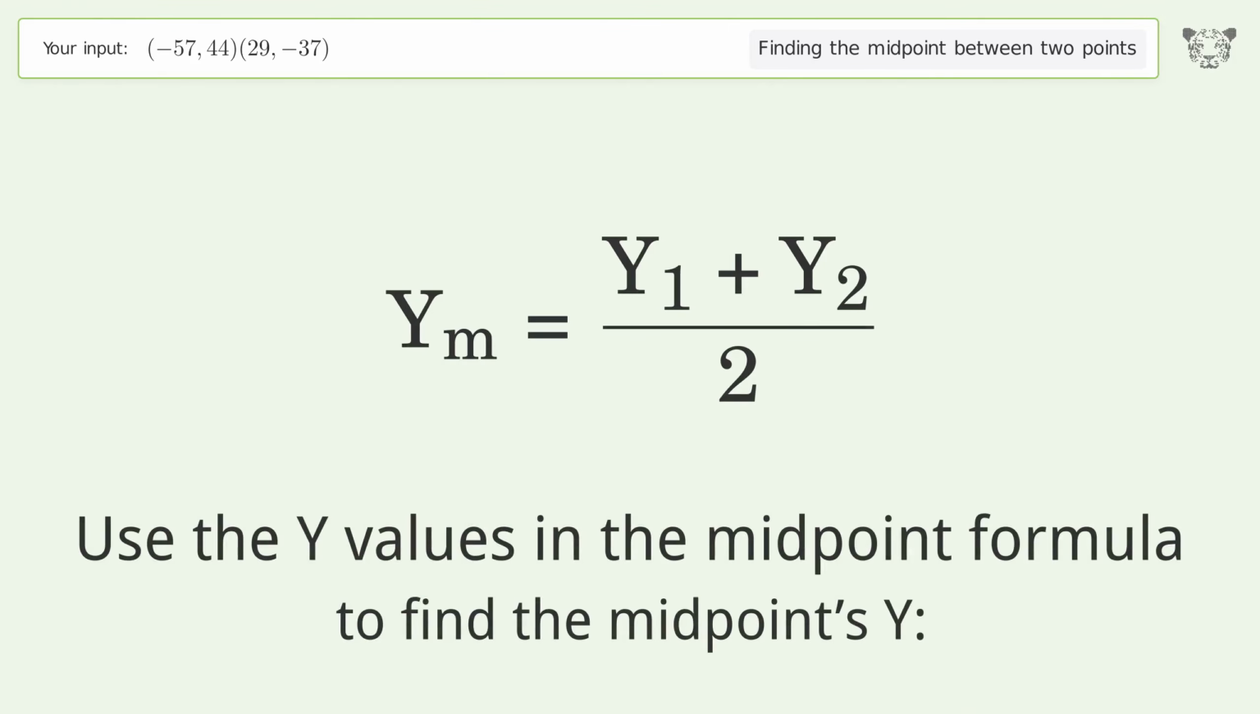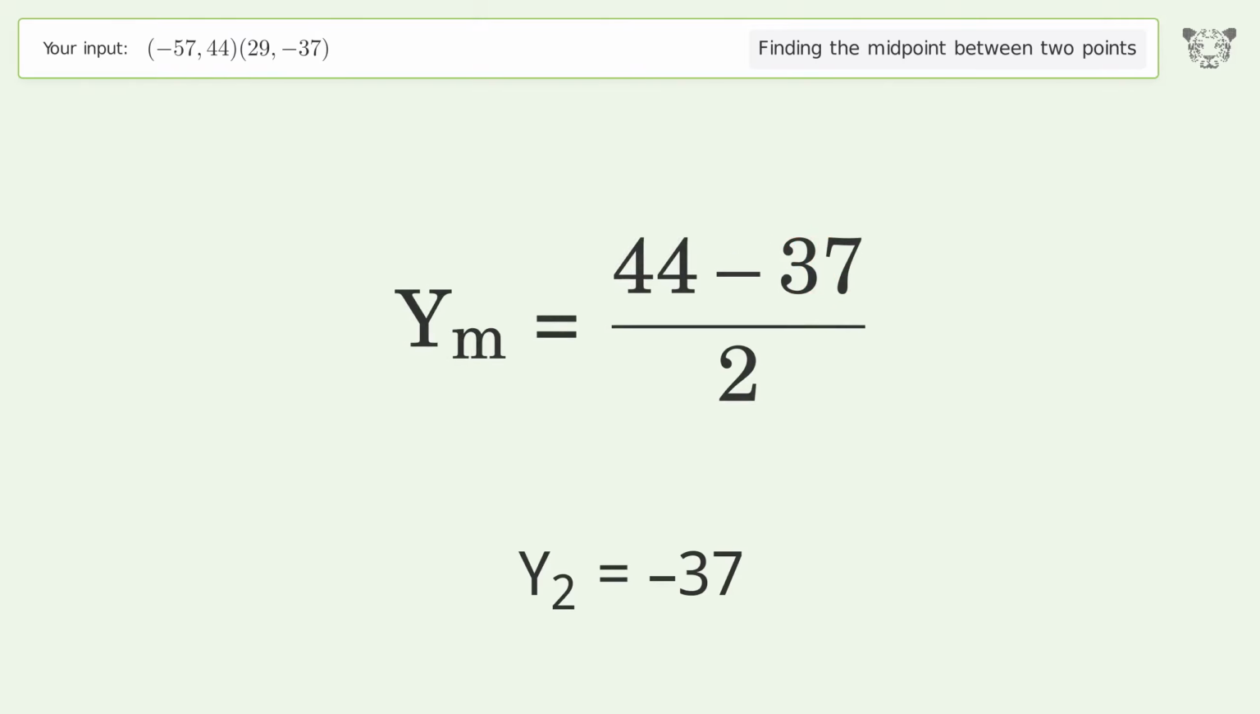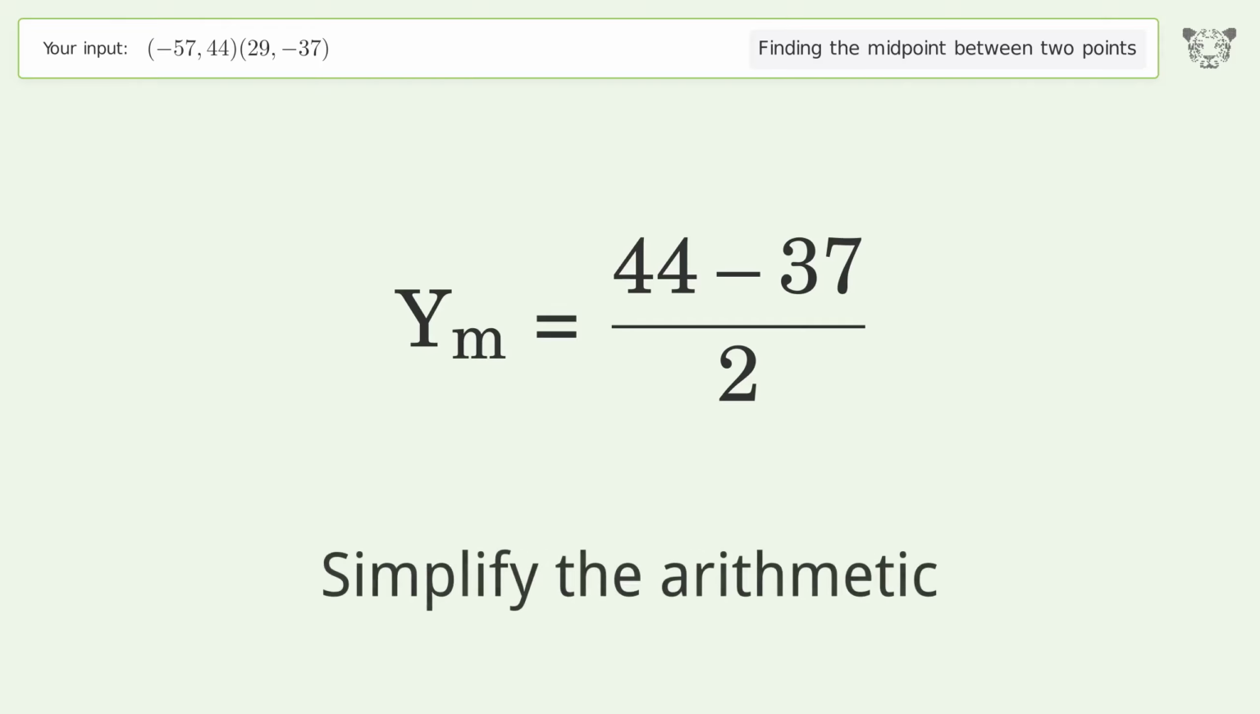Use the y values in the midpoint formula to find the midpoint's y. y1 equals 44. y2 equals -37. Simplify the arithmetic.